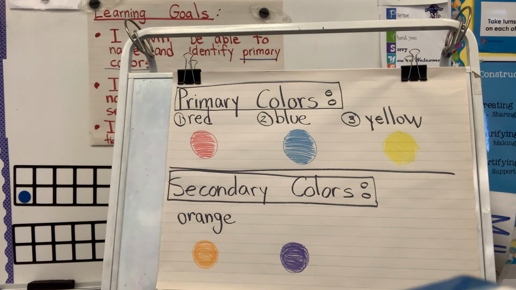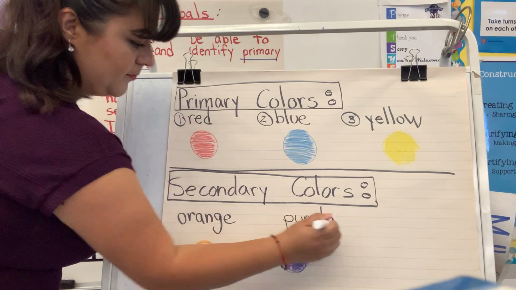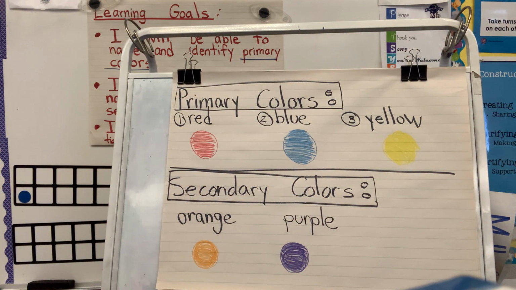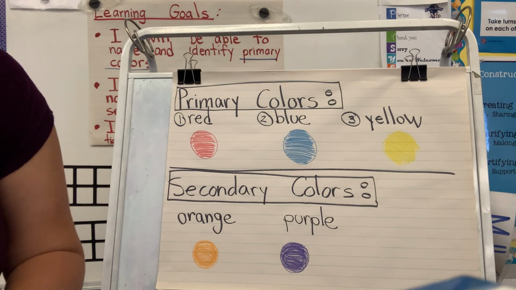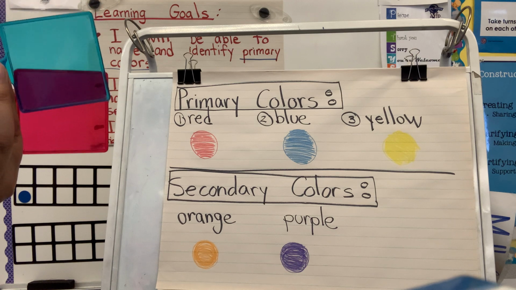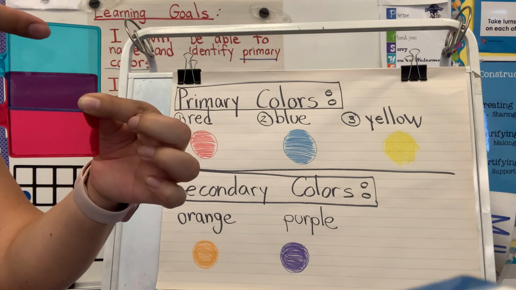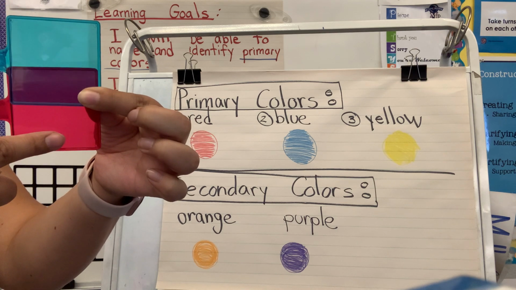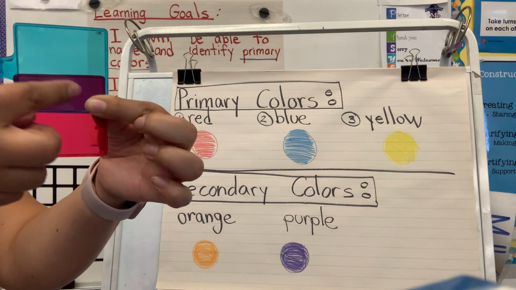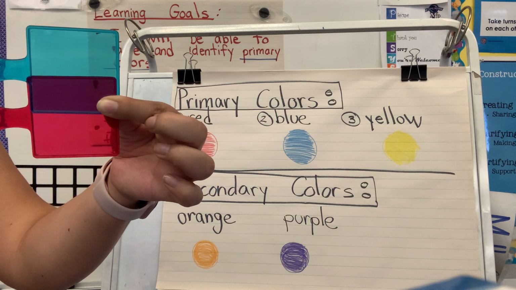Purple. And I'll write the word purple. Great, so let me show you again so that we can see. See that? When I combine blue and red and I mix them together, I make purple as a secondary color.